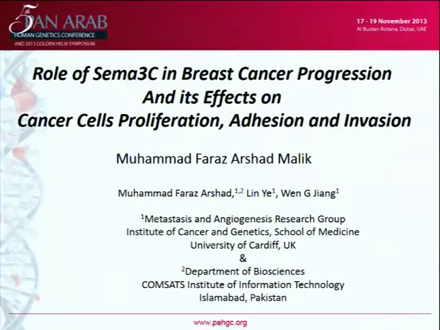My name is Faraz Malik, and the portion of the research work which I am going to discuss with you today is about the role of semaphorin 3C in breast cancer progression and its effects on cancer cell proliferation, invasion, and adhesiveness. This work was done at the Metastasis Angiogenesis Research Group, Institute of Cancer and Genetics, School of Medicine, University of Cardiff.